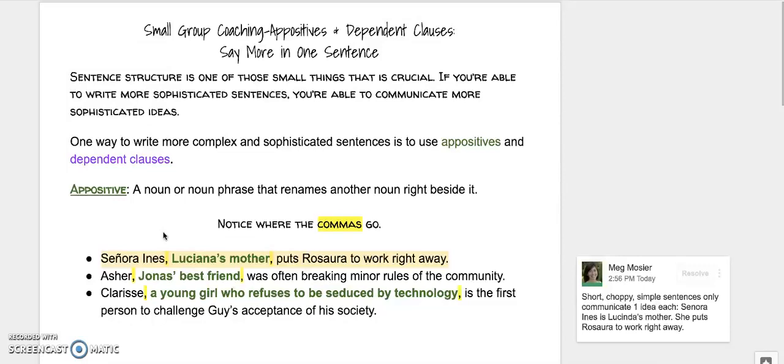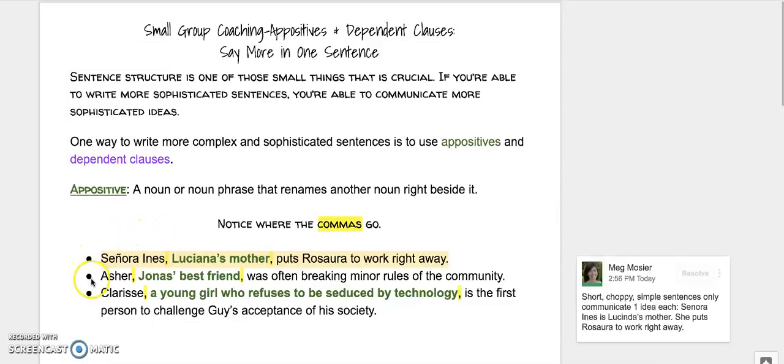This strategy of an appositive is an excellent way to introduce a character in your novel when you're writing about them in your essay. Because remember, we can't assume that the reader of your essay has read the book. So anytime you mention a character for the first time, you need to explain who they are and what their connection is to the story.